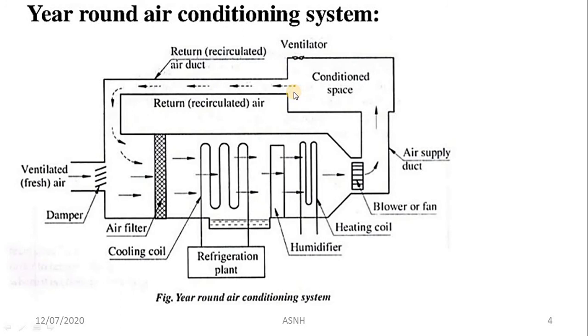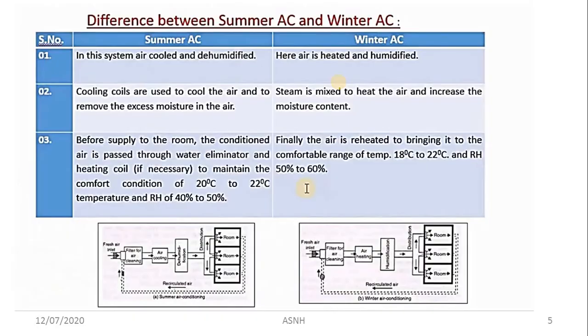Now the air after the conditioned space moves through the return duct arrangement, and again it mixes with the air coming from the atmosphere through the damper, and the same mixture continuously moves. So here we get the heating effect during the winter season as well as the cooling effect during the summer season. So it serves both purposes, and that is why it is named the year-round air conditioning system. It is mostly used in all kinds of countries like India as well as Western countries.